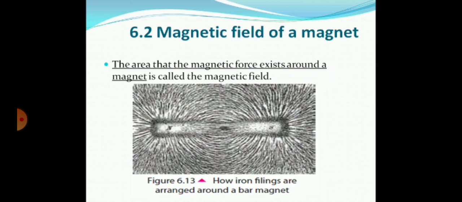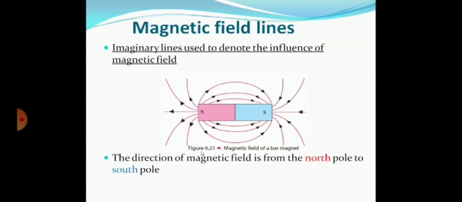You can see the magnetic field of a magnet in this diagram. The magnetic field is defined as the area where the magnetic force exists around the magnet. We can get this result by placing iron filings on a piece of paper and keeping a bar magnet beneath the paper. Once you tap the paper, the iron filings will arrange into this pattern. It is spread everywhere in a particular pattern. This is called the magnetic field, the area where magnetic force exists.